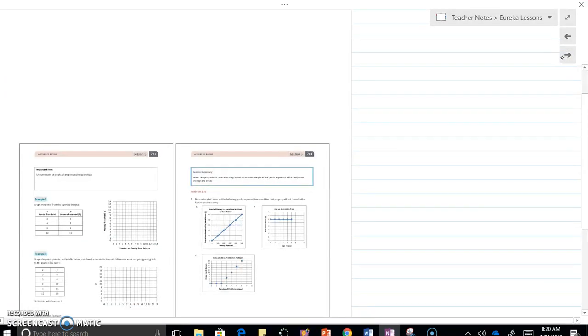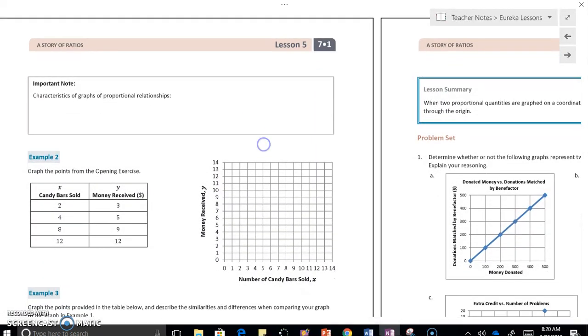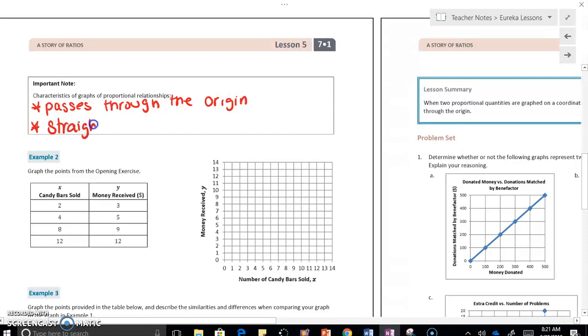Now we want to talk about the characteristics of graphs of proportional relationships. Just like we talked about in the previous one, we want to make sure that it, one, passes through the origin, and it's a straight line through all points.